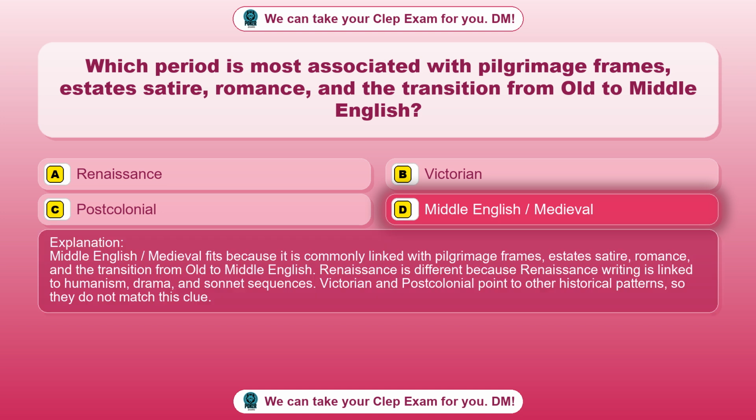Middle English/medieval fits because it is commonly linked with pilgrimage frames, estates satire, romance, and the transition from Old to Middle English.